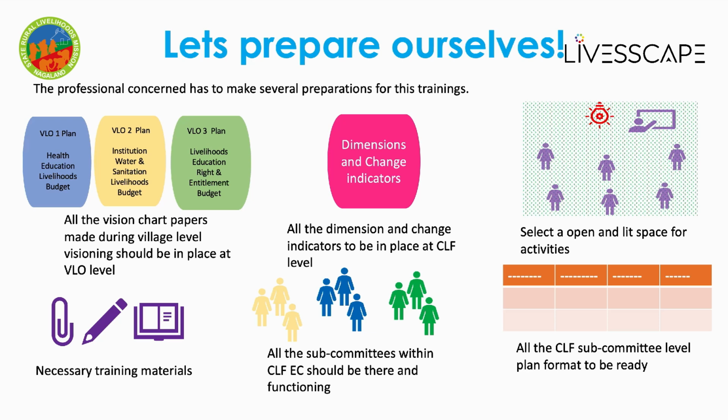All the subcommittees within the CLF EC should be there, and they have to be functioning already. So they need to know their roles. The subcommittee level orientation trainings need to be done. Only then will they be able to play an active role in this annual action planning. And the formats for planning have to be prepared, and printouts have to be taken. Also, charts will have to be prepared, wherein this whole format is depicted, because those charts will be used by the leaders to finalize their plans.